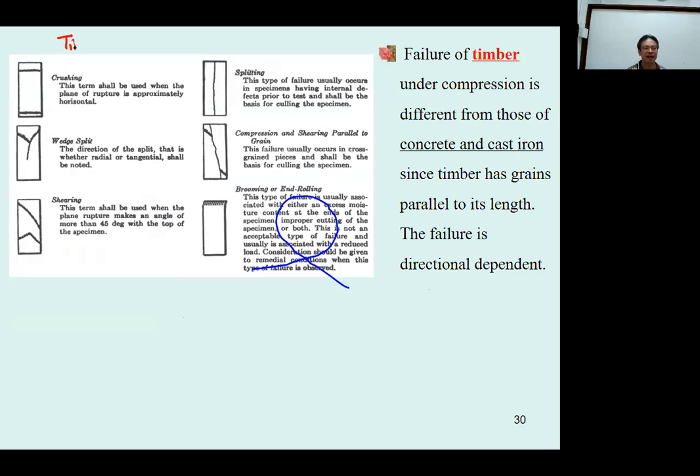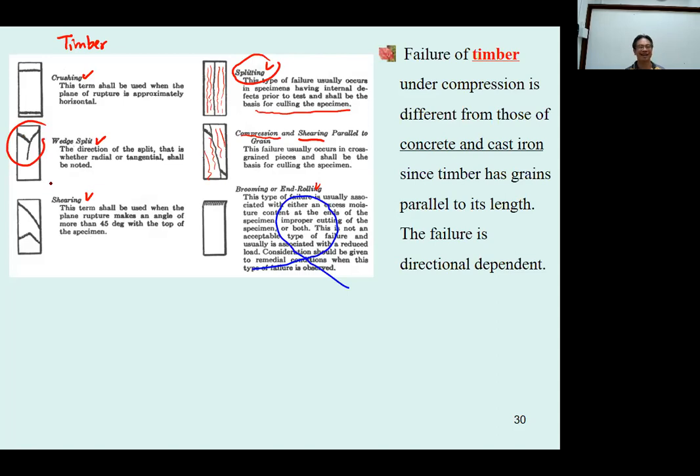Come to the timber, okay? Timber under compression can fail in these six different modes of failure. I should mention that the timber has grain, and if the crack goes along the grain, this is called splitting. This is mainly due to the applied force, and it is called a crack along the grain. Also, if the grain is not really parallel, there is shear and compression combined together to produce the crack. Here the grain has an inclined direction, and sometimes it also produces a wedge like this.